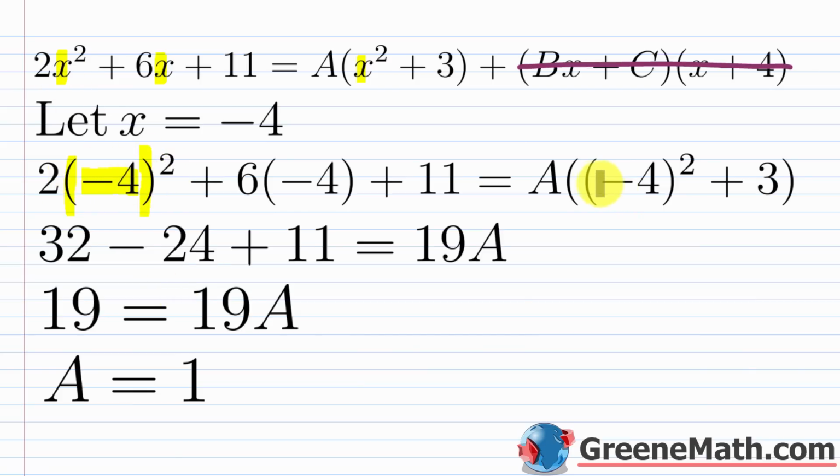Then over here, it's also going to matter. So this is your negative 4 being squared. We're plugging it in here, but it's not as big of a deal. This is where people are going to make mistakes. So just key this into the calculator and simplify everything. You're going to end up with 19 equals 19A. And so you divide both sides by 19, you get A equals 1.